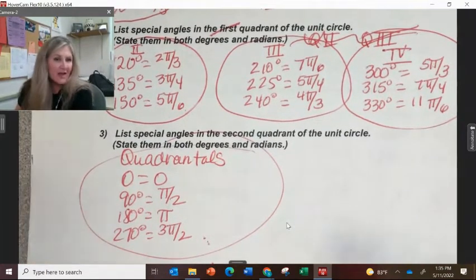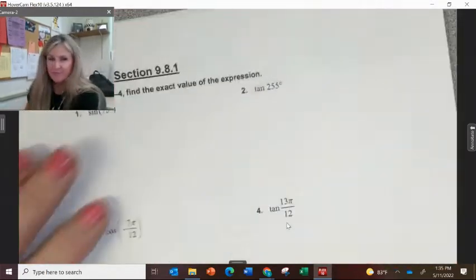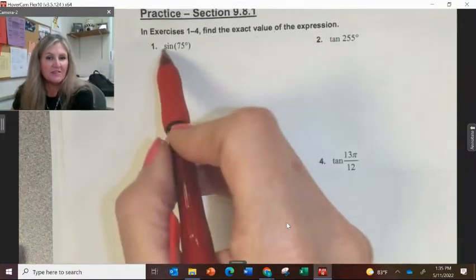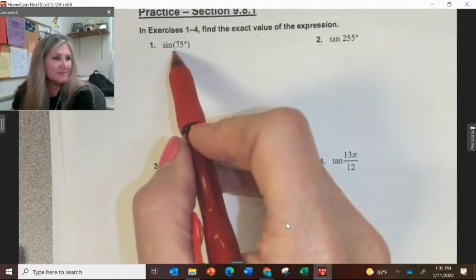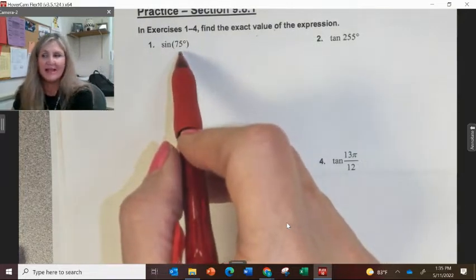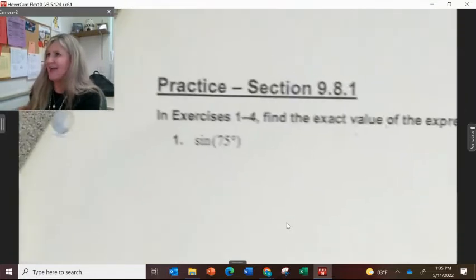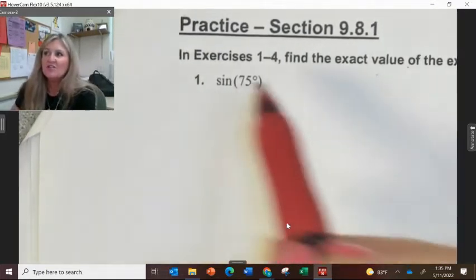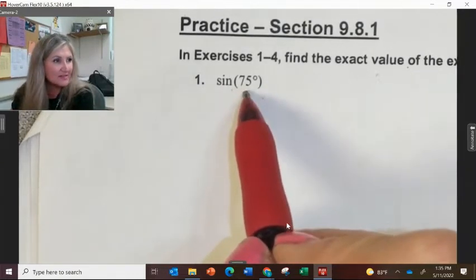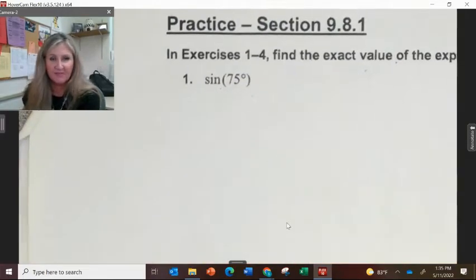All right, so how in the world does this even help us? Let's come over here and look. We want to find the exact value of the sine of 75 degrees. Exact. That means not a decimal. I cannot just put this into my calculator. I want to find the exact answer. So what I have to do is think of two angles from our list that will either add or subtract to give me 75.